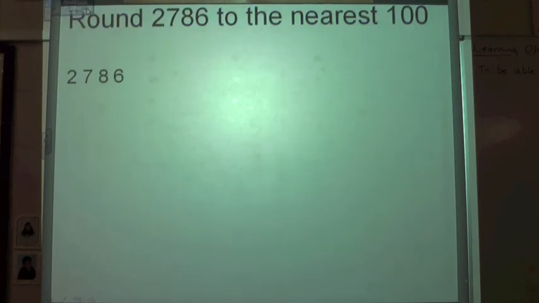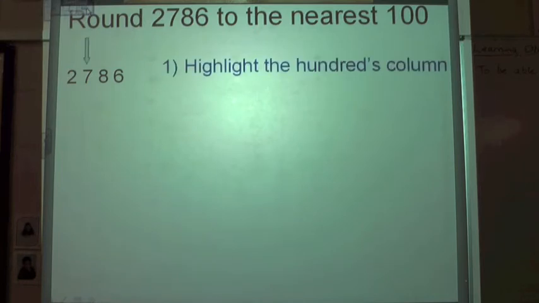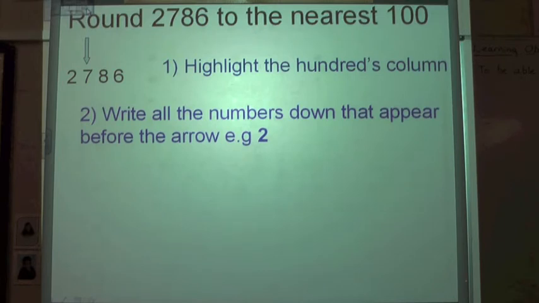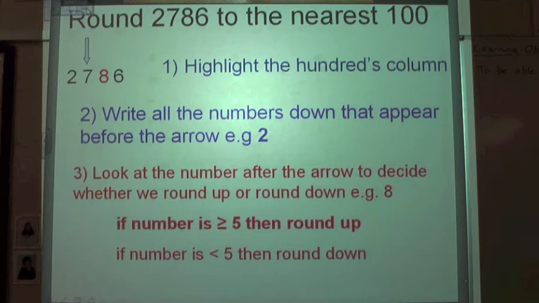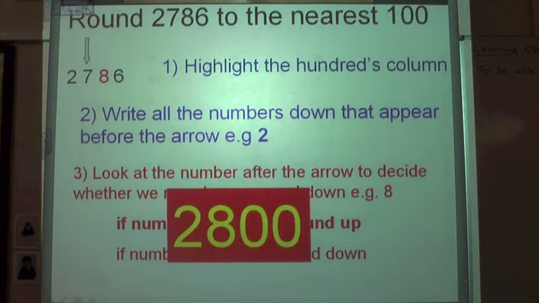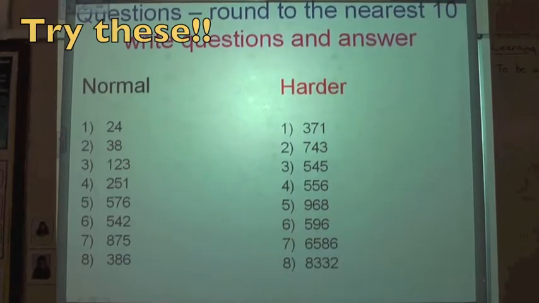Now we'll look at rounding to the nearest 100. So 2,786. Look at the hundreds column. Write down the numbers before the arrow, so that's 2 because that 1,000 is not going to change. Look at the number after the arrow to decide whether we round up or down. In this case we have an 8. So the 8 would round up, giving us 2,800.